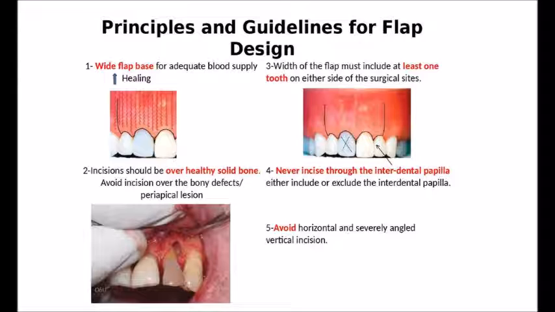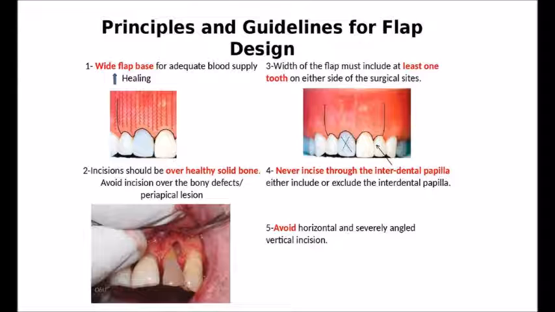The third point is that the width of the flap must include at least one tooth on either side of the surgical site. Whenever we are fixing a surgical site, on either side of that at least one tooth should be included for the width of the flap. The fourth one is never incise through the interdental papilla; we are supposed to either include or exclude the interdental papilla.